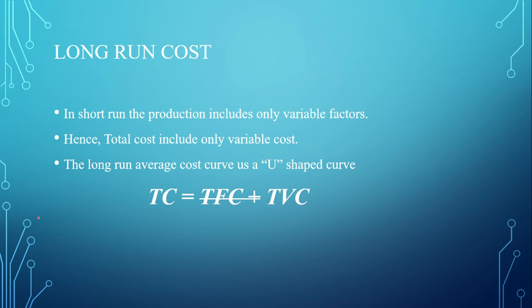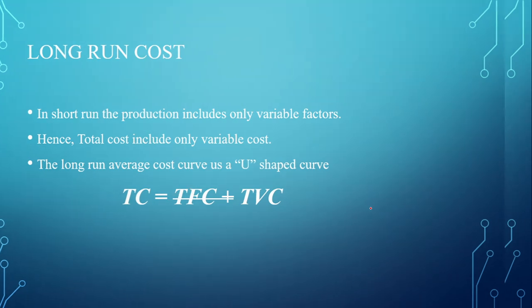So in long run, can you all remember, there are no fixed costs. That means all the factors are variable factors. Okay, as a result, all the factors are variable factors. That means all the costs are variable cost. Here there is no fixed cost. Clear? So only total variable cost will be there.